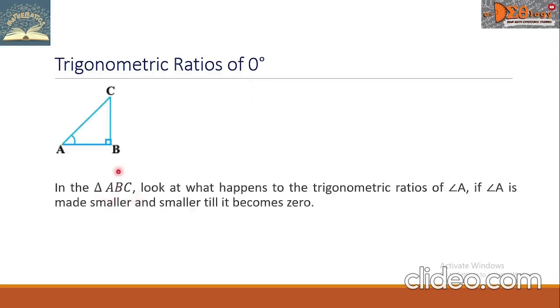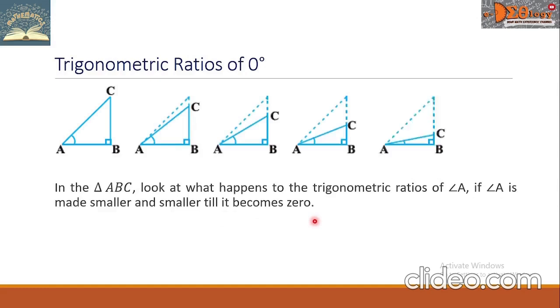In the triangle ABC here, look at what happens to the trigonometric ratios of angle A. If angle A is made smaller and smaller till it becomes 0. So this is our final figure.